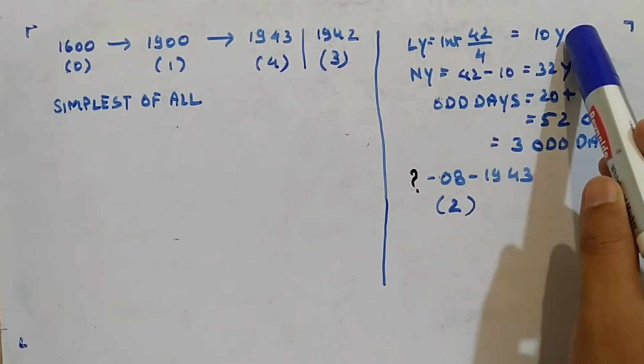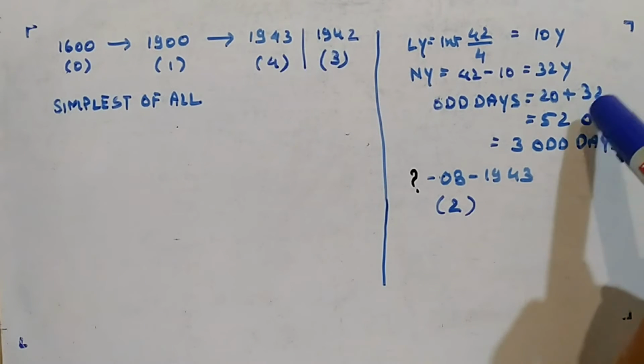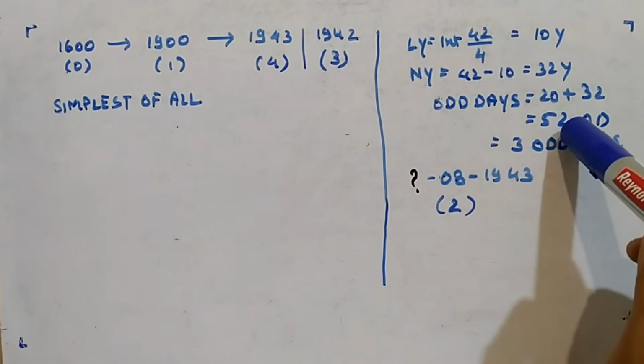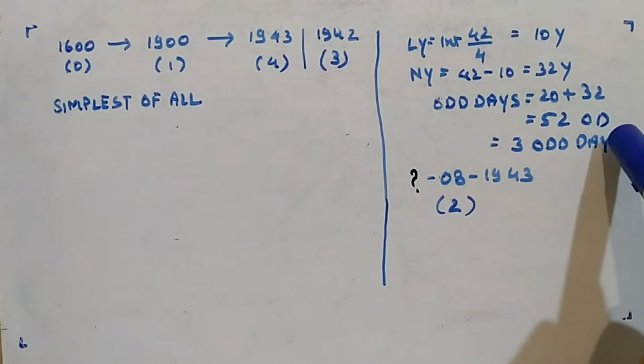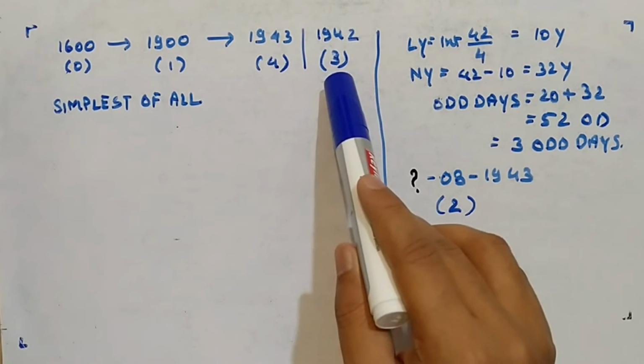So the leap years will be multiplied by 2, that is 20. The normal years will be multiplied by 1, that is 32. So 32 plus 20 is 52 odd days. If you divide 52 by 7, you will get 3 odd days. In the earlier case we were getting 53 odd days, so there were 4 odd days in that case. So here, 3 odd days.